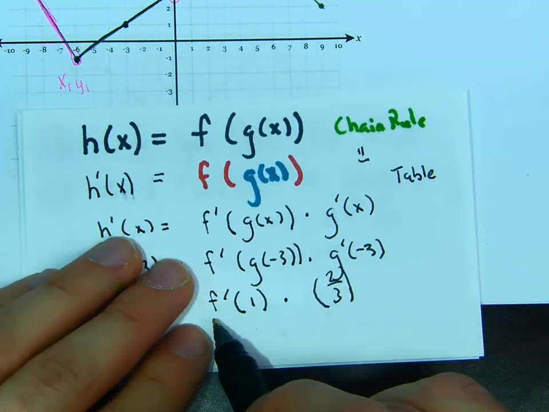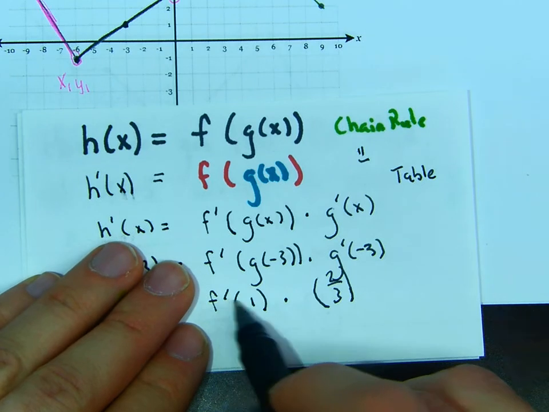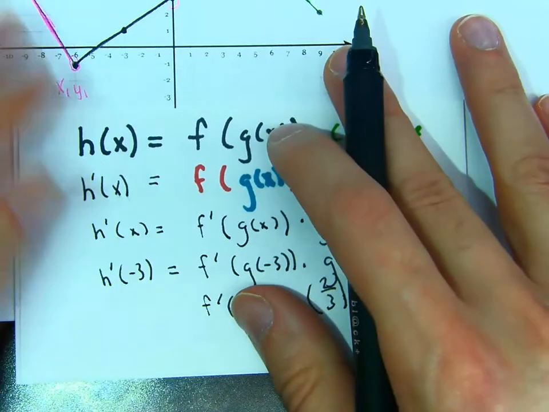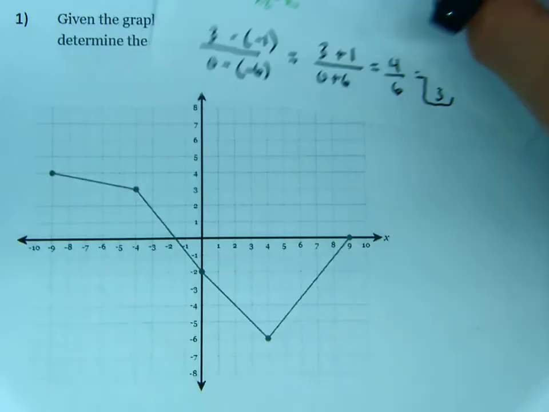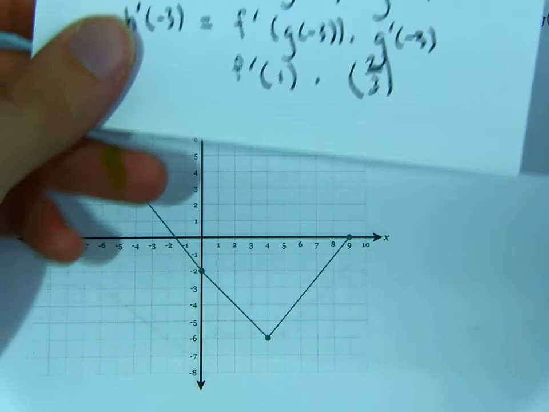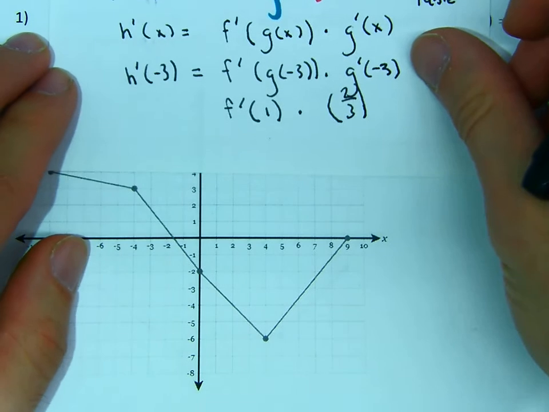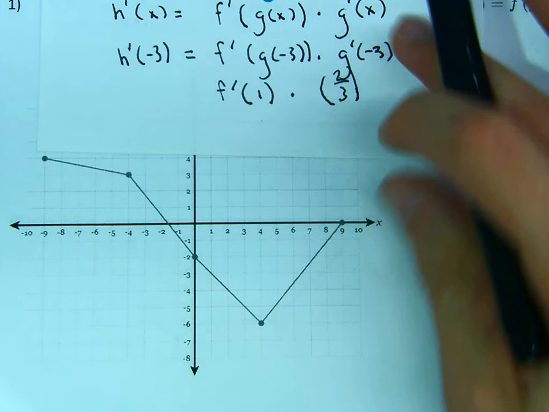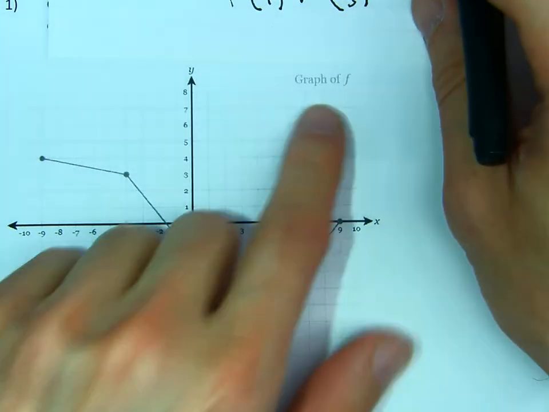Now what's the final part we need to do? We need to do f prime of 1. Okay, pause the video. What does it mean to find f prime of 1? Well, let's see. Let's go to the f graph. Right, what is f prime of 1? So let's see, this is the f graph, right? This is the graph of f.